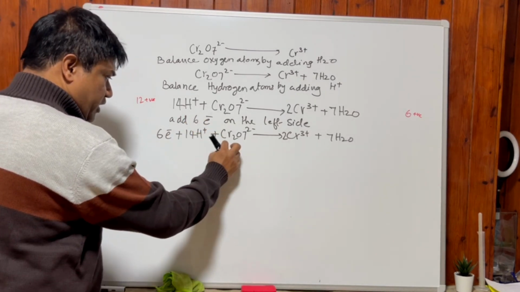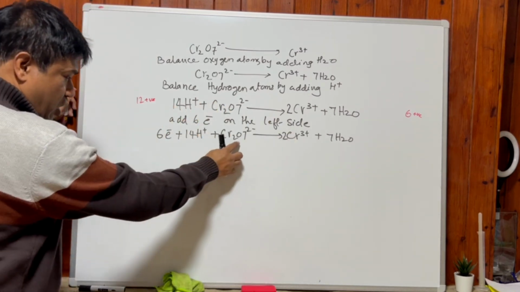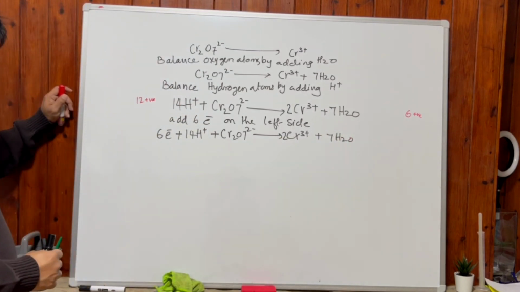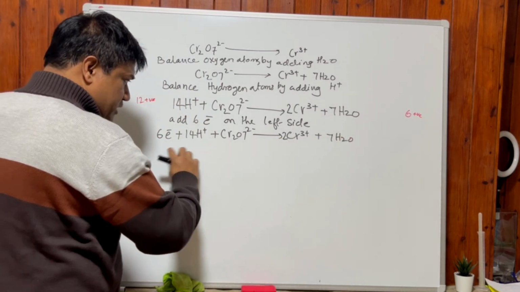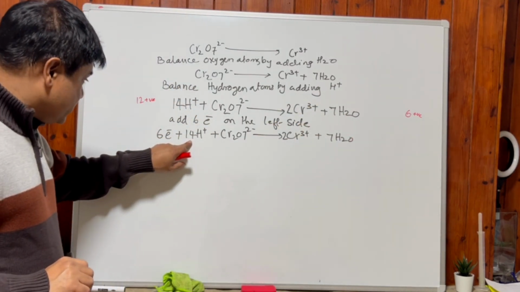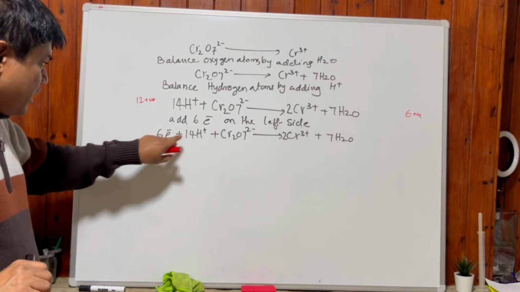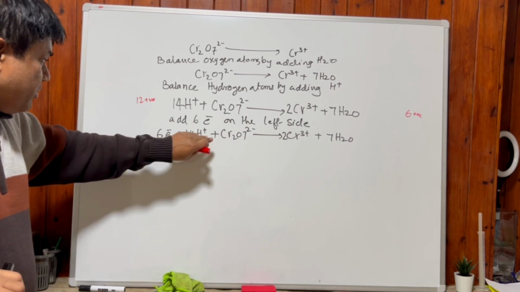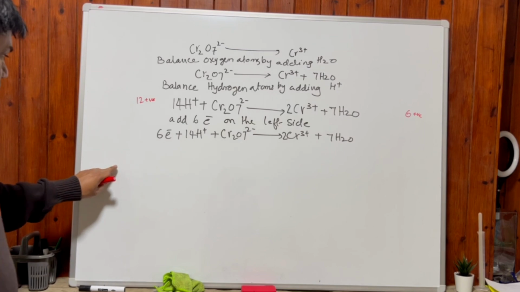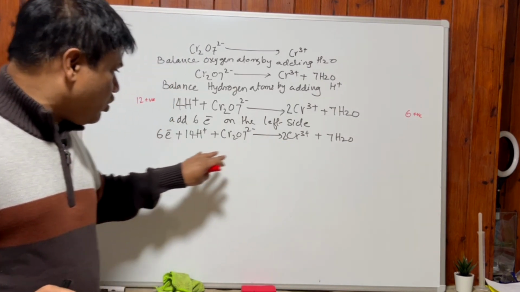One more time, guys, look at that. Chromium, how many? 2 chromium, 2 chromium, balanced. How many oxygen atoms? 7 oxygen atoms, 7 oxygen atoms, balanced. How many hydrogen? 14 hydrogen atoms, 14 hydrogen atoms. Now charges. 14 positive. 6 and 2, 8. 14 minus 8, 6 positive charges in excess here and 6 positive charges on the other side. So both are cancelled.